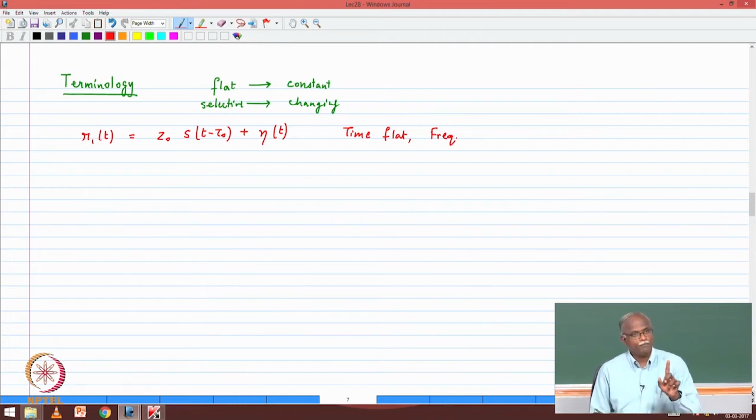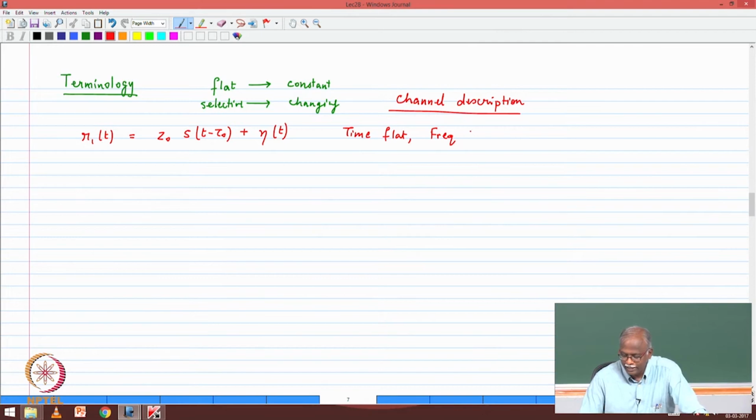If there is only one tap, the frequency response is also flat. This is frequency flat as well. I am not classifying the received signal, I am classifying the channel. So the channel description is what we are looking at. Such a channel, if you have a single tap that is not changing, you would describe as time flat and frequency flat. You would not call it a constant channel, because the usage should be consistent with the terminology that we are introducing.